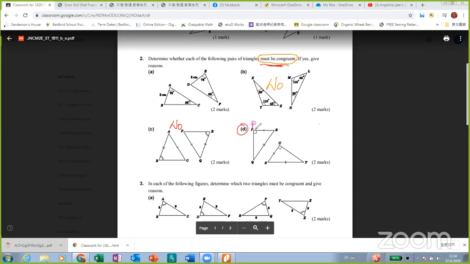I have a right angle. I have the length of one side. And then for a right angle triangle, this length has a different name, which is called the hypotenuse. Therefore in this case, RHS.